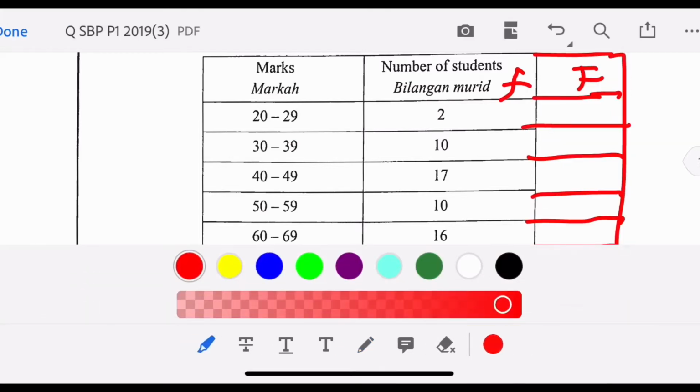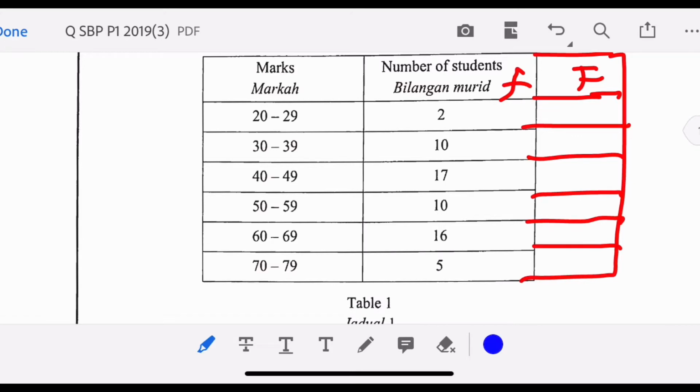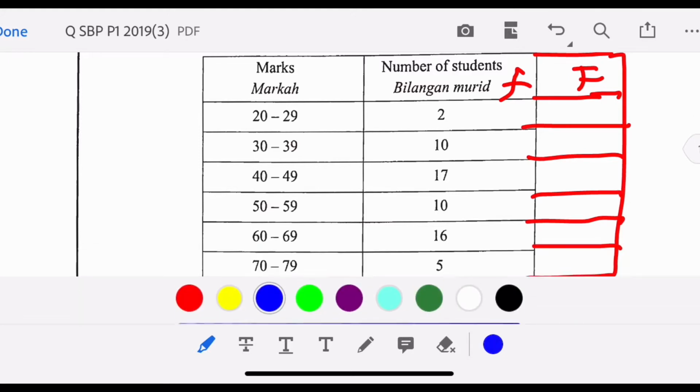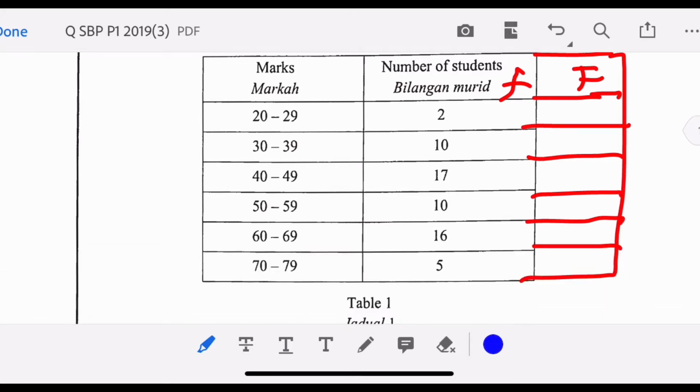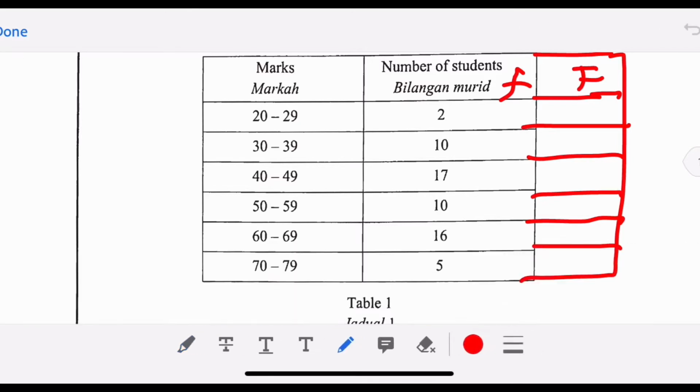Now for the first step, you have to add one more column. Maybe you write the big F and small f. The small f is the frequency, and the big F is the cumulative frequency. Of course the cumulative frequency will be a bigger value than the frequency, right?